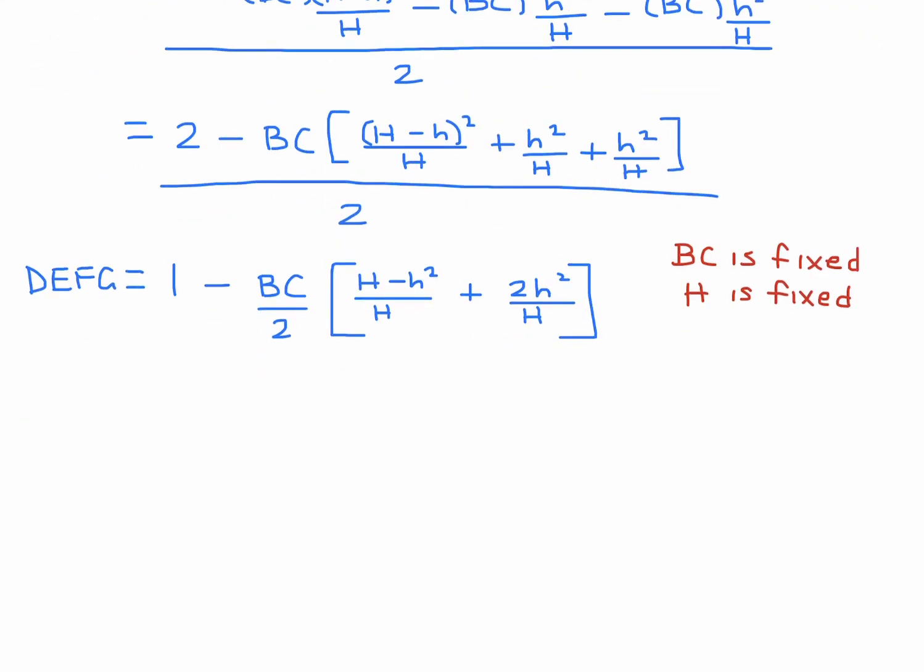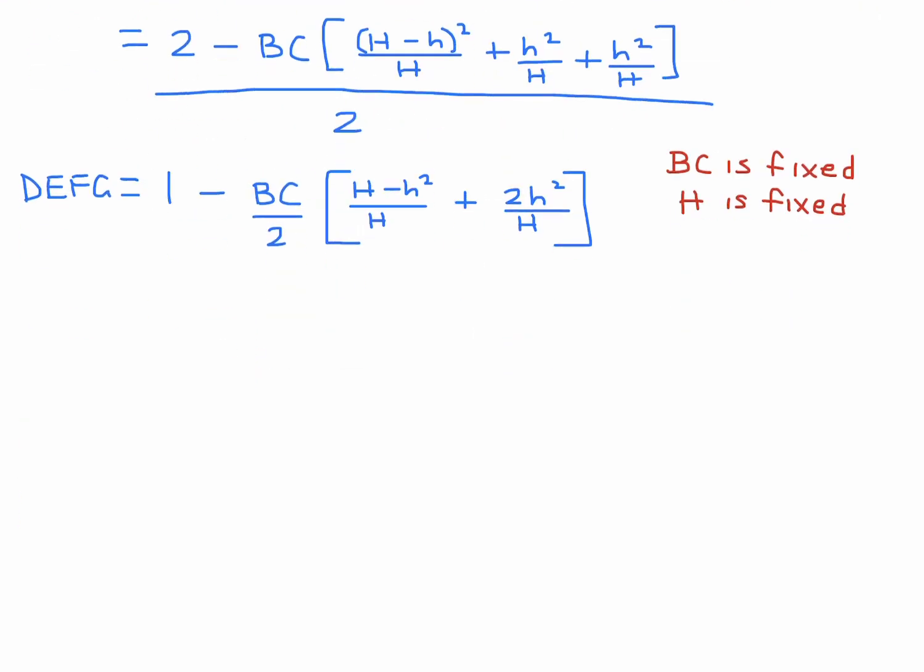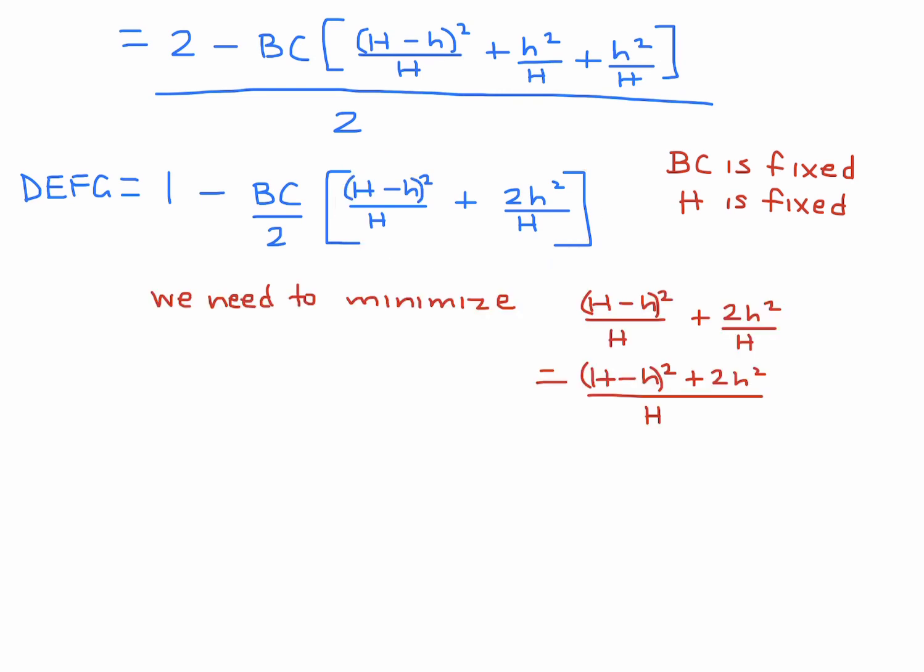So, our task is to minimize this expression right here. Now, how do we minimize this? That is the question. We've got 2 variables. If there was only 1 variable, it would probably be a little bit easier to minimize something. But there's 2 variables. How do you minimize that?